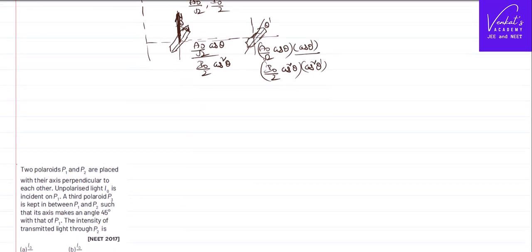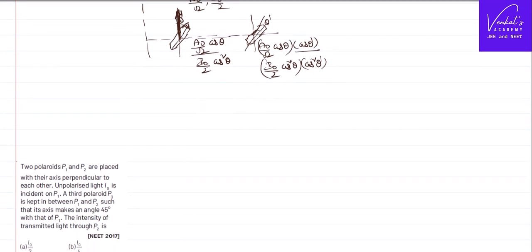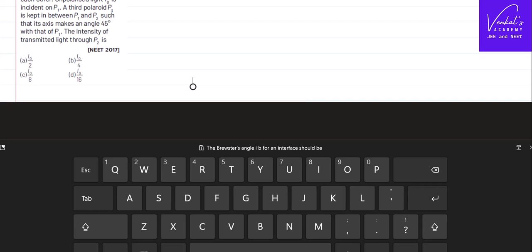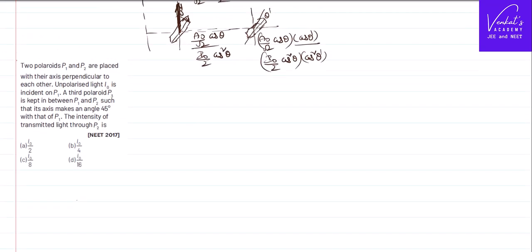Let me solve this problem so that I can go ahead and think of solving the next problem. Let me drag this problem here so that it becomes easy for us to understand. Let us see this question. It says two polaroids P1 and P2 are placed with their axes perpendicular to each other. So, this is one polaroid kept like this, whose axis is like this, and the second one is perpendicular to this axis like this. This is P1, this is P2.